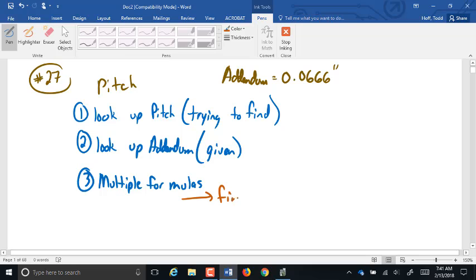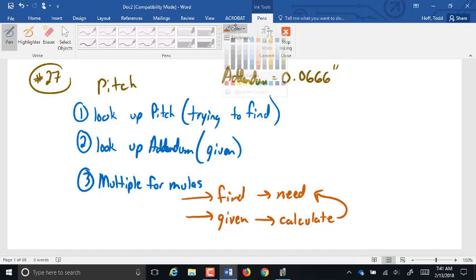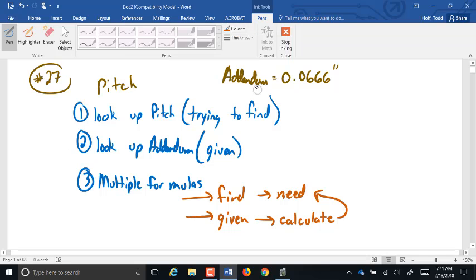look up what you're trying to find and see what you need to calculate it. What are your options? And then the second part of that is look up what you are given to see if you can calculate one of those things that you need from what you're given. So in this case, the second option is going to work for us. We look up the addendum and we see that the addendum is A equals 1 over P.